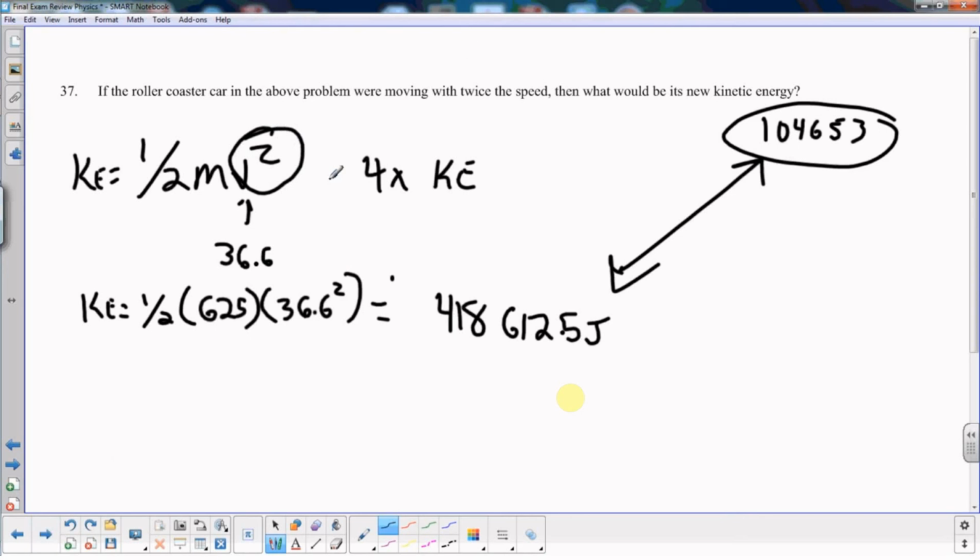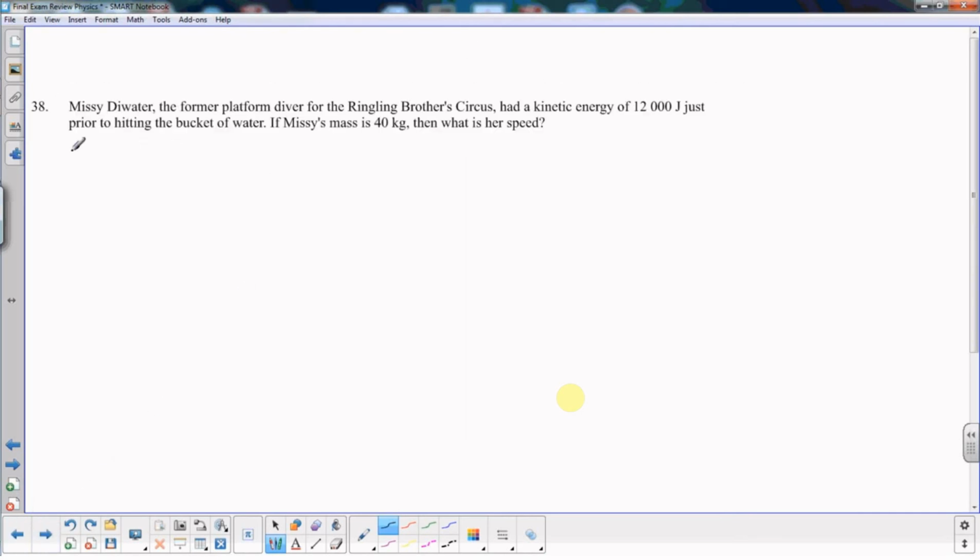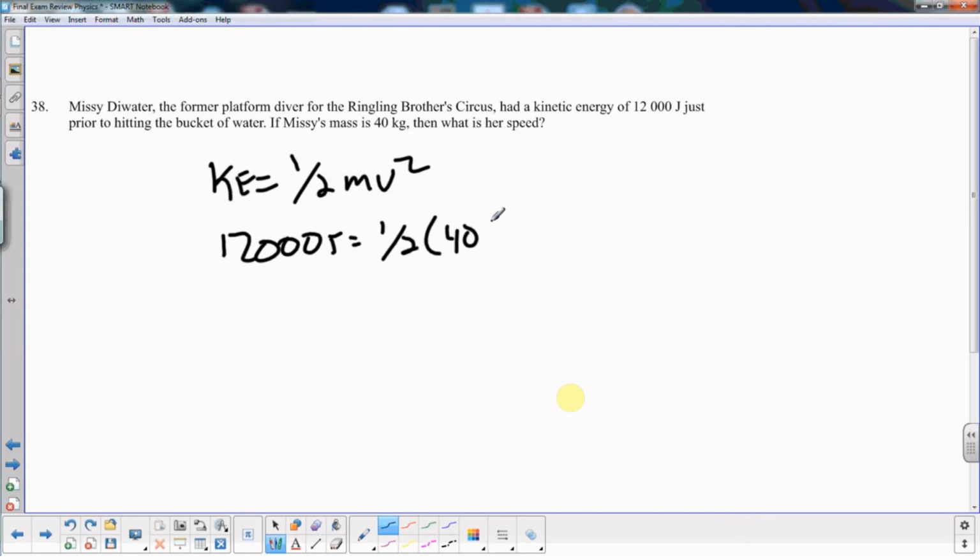Missy DeWater, 12,000 joules just before hitting the bucket. Missy's mass is 40 kgs. What's your speed? So we know KE equals 1/2 mv squared. 12,000 joules equals 1/2 m, which is 40, v squared. So let's do some math.